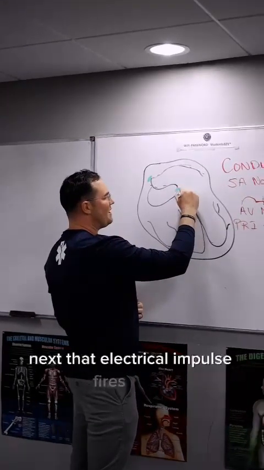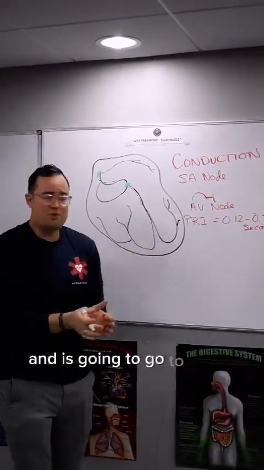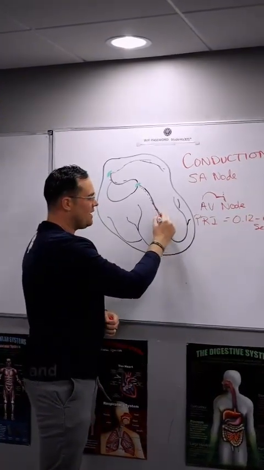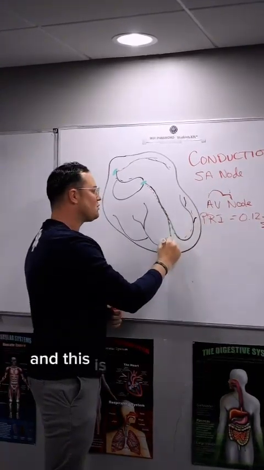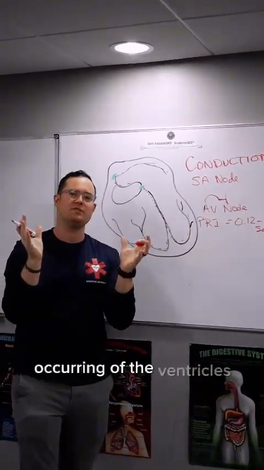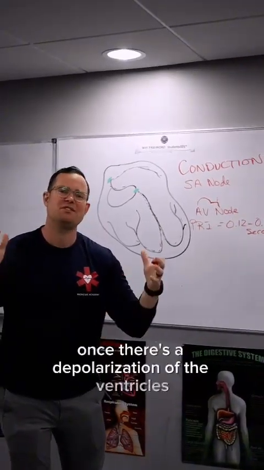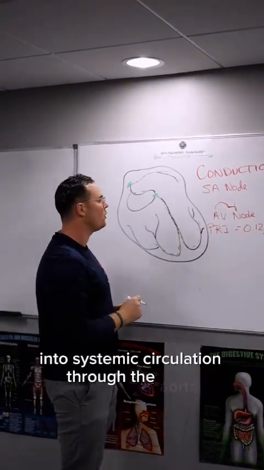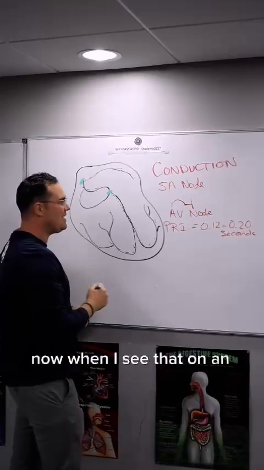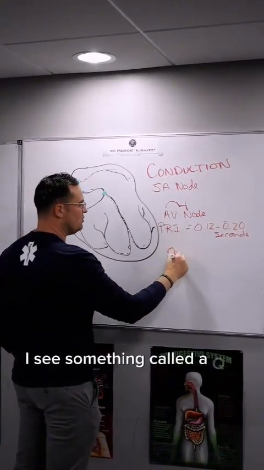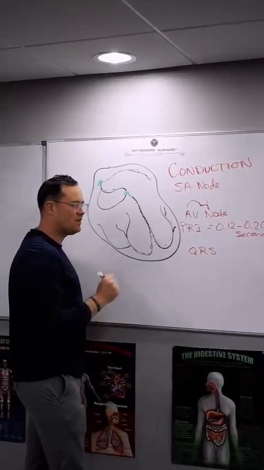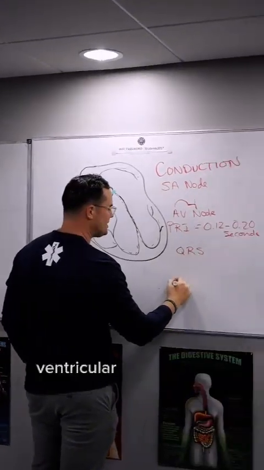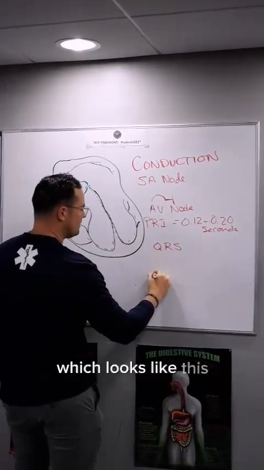Next, that electrical impulse fires down and is going to go to both the right and left of what's called the bundle of His, and it goes into our bundle branches. And this is where electrical firing is occurring of the ventricles. Once there's a depolarization of the ventricles, this is going to push all that blood out of the heart into systemic circulation through the aorta. Now, when I see that on an EKG, I see something called a QRS. QRS stands for ventricular depolarization, which looks like this.